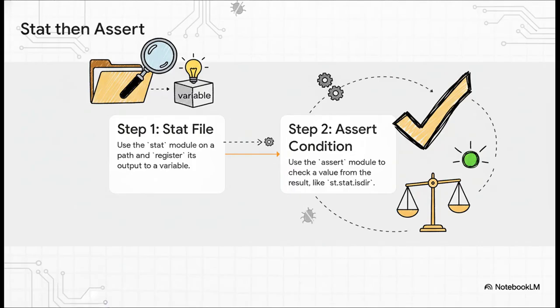And this shows a really brilliant pattern, combining modules to do powerful checks. So in step 1, you use the stat module to get a bunch of information about a file, and you register that result into a variable. Then in step 2, you use assert to check something from that result, for instance, to make absolutely sure that a path is a directory before you try to do something with it.